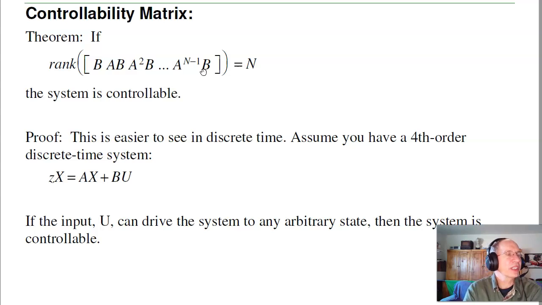In discrete time, I have x of k plus 1 equals Ax of k plus Bu of k, or zx equals Ax plus Bu. It's really similar to continuous time, but a little bit easier to see conceptually, and the same properties hold. If I can take the input u and drive x to any state in discrete time, then it's controllable, analogous to continuous time.